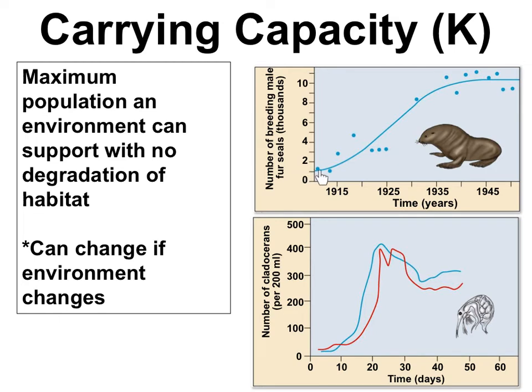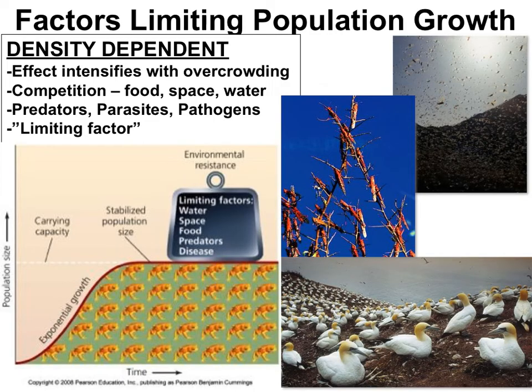So you can see on this population growth curve of these fur seals that the carrying capacity is somewhere about 10,000 male fur seals. So populations that display logistic growth curves or the carrying capacity are under the influence of limiting factors. We call these types of limiting factors density-dependent limiting factors. Density-dependent limiting factors are factors where the effect on a population intensifies in larger populations.